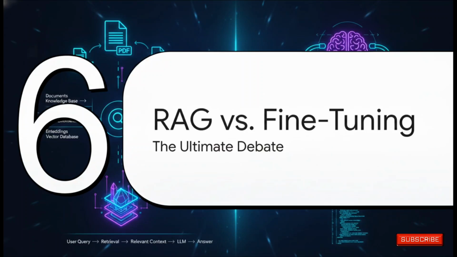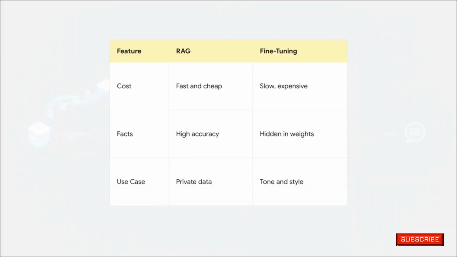Finally, let's address Section 6, RAG versus fine-tuning. This is without a doubt the ultimate debate in enterprise AI right now. Should you inject knowledge via RAG, or should you just fine-tune the model itself? Here's the breakdown. RAG wins heavily when you need dynamic, factual accuracy. It's way cheaper to update. You literally just drop a new PDF in your vector database, and every single answer is strictly verifiable with citations.